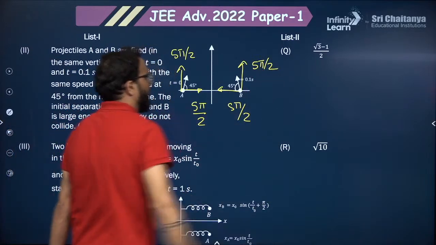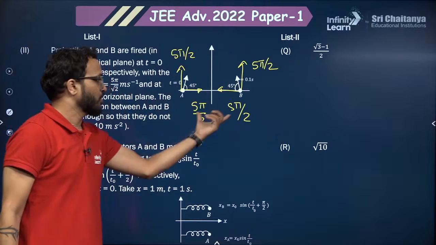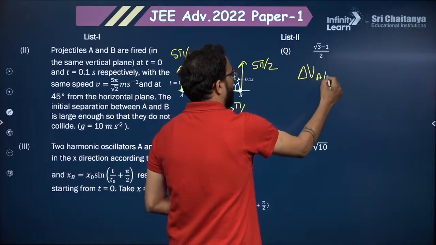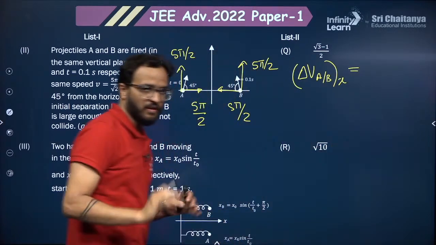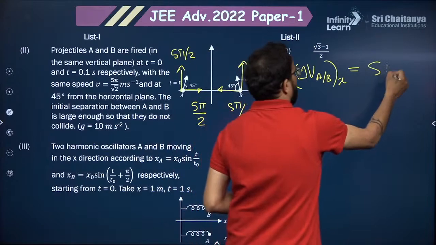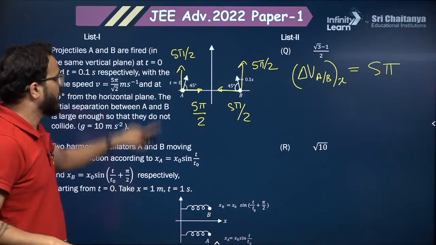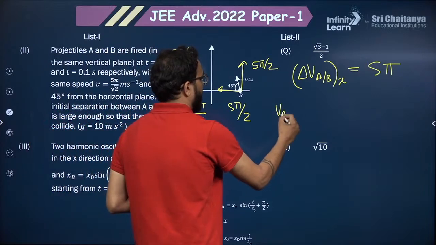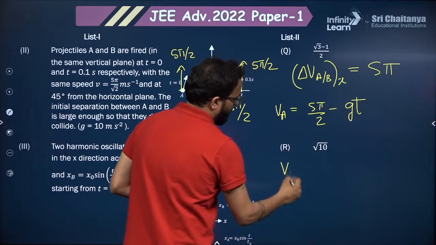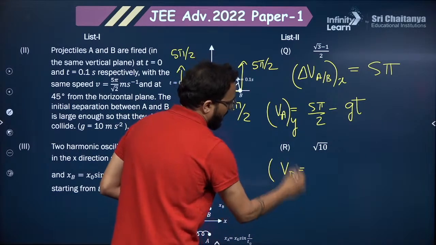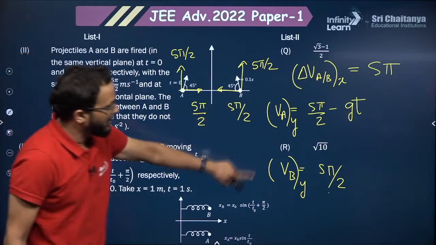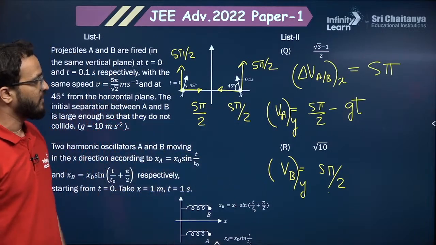So initial velocities are the same along the vertical direction, but along the horizontal direction the initial velocities are opposite to each other. So relative Vx, relative along the x axis, even if we release it after 0.1 second, they are in opposite directions, they will be added, so it will be 5 pi only. But if I talk about the vertical, what will be the velocity of A after 0.1 second? It will be 5 pi by 2 minus gt. And what is VB, in the vertical direction? It will be 5 pi by 2 only after 0.1 seconds, right? So if you find the difference, the 5 pi by 2 will get cancelled, only gt will remain, right?